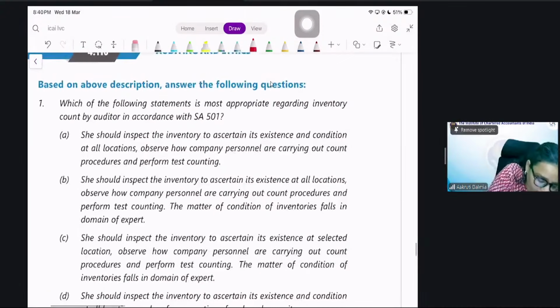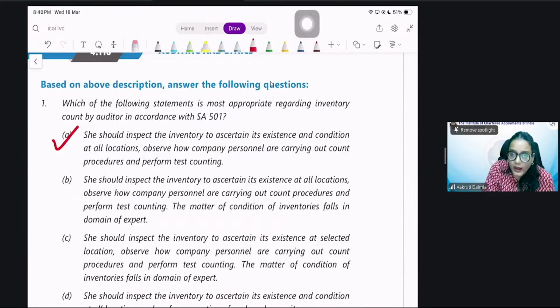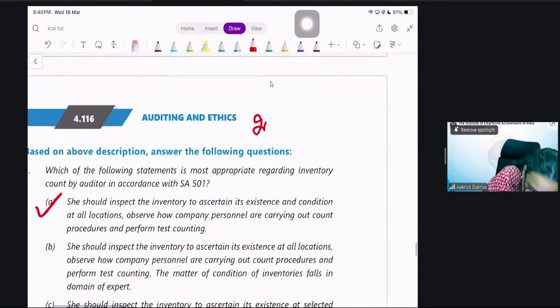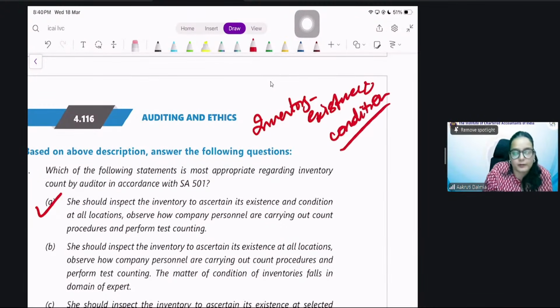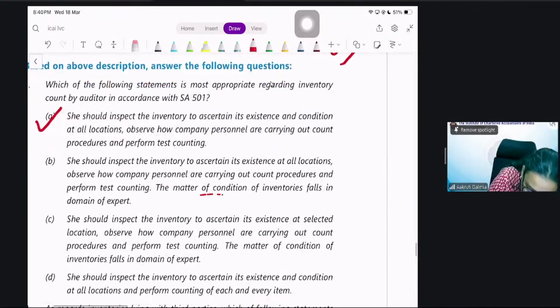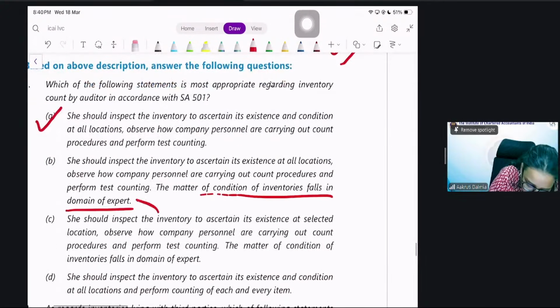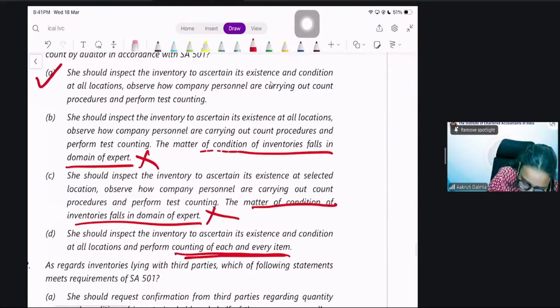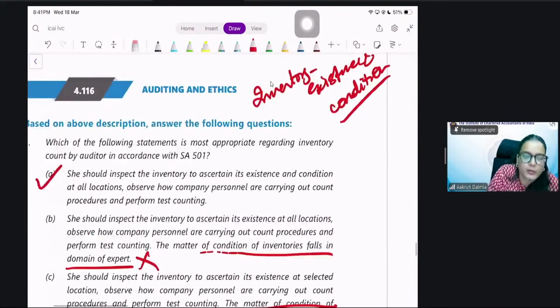Okay, so the correct answer is A. I taught you that in inventory, which assertions are we checking? Existence and condition. It's given in the main heading of SA 501. In this option it also says the matter of condition falls in the domain of an expert. Automatically wrong. Counting each and every item. Automatically wrong. So only A is right. Only one is right: A.